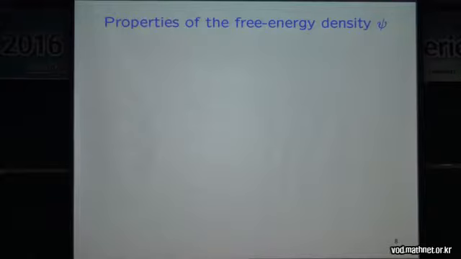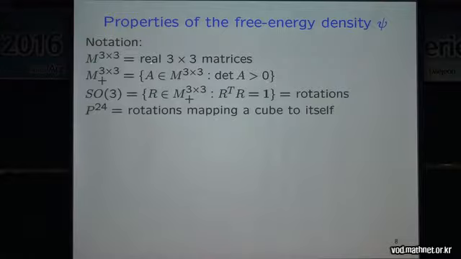Well, first of all, a little bit of notation. Throughout I'm going to write M3 cross 3 for real 3x3 matrices. If I put a plus on it, that will mean that the determinant of the 3x3 matrix is strictly positive. SO3 is the usual notation for rotations. And P24 is the set of rotations, of which there are 24, which map a cube to itself.